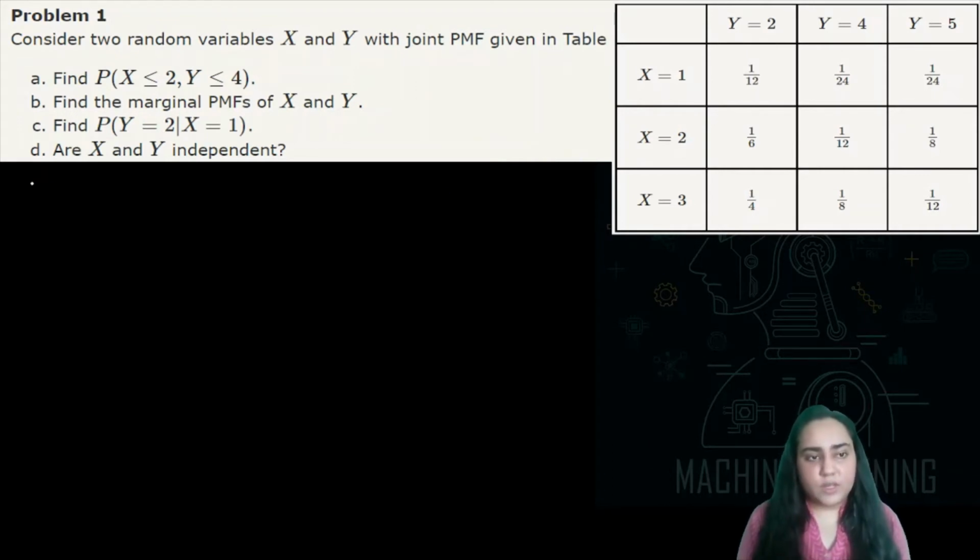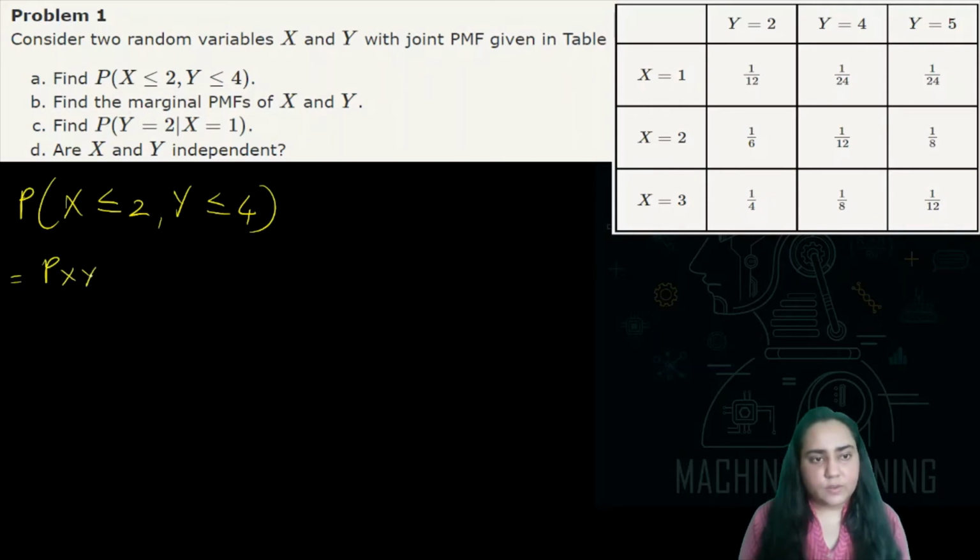What we have to calculate first is the probability of x less than or equal to 2 and y less than or equal to 4. That's what we have to find out. So how can you do that? To calculate this, you have to find out when this can happen. When can x be less than or equal to 2? When it is either 2 or 1. From the table you can see that it can be either 2 or 1.